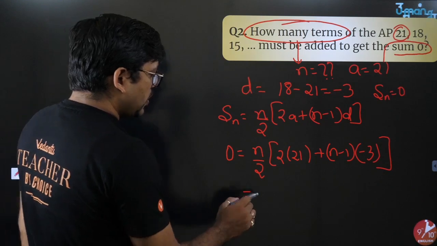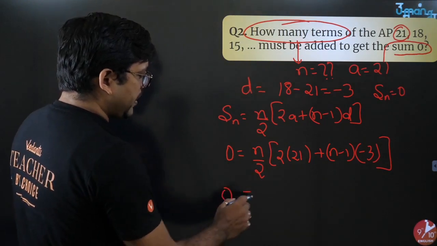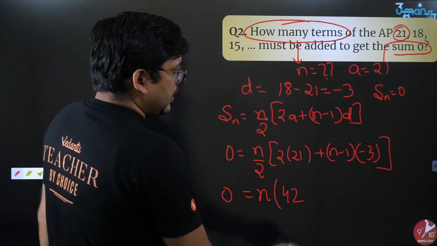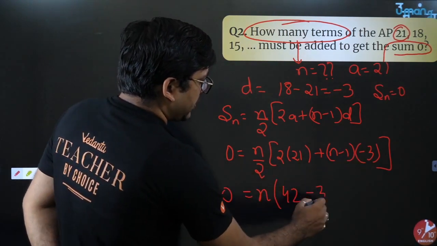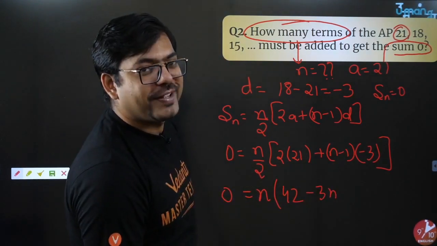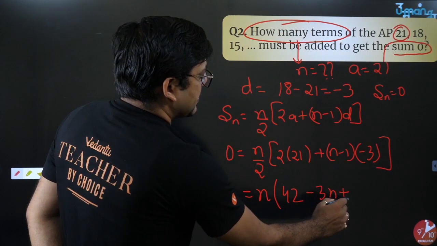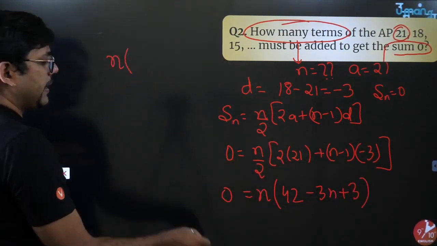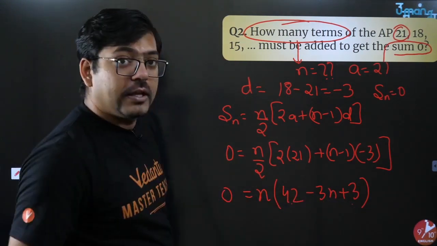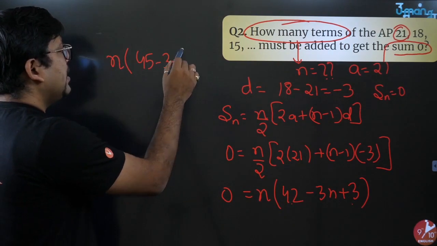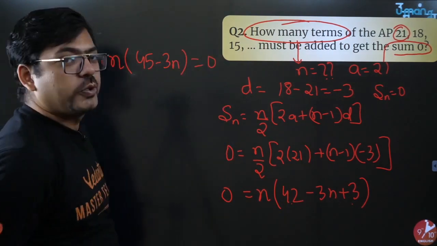So once you solve this, 2 will go here this side, so it will be 2. n will be here. 21 into 2 will be 42. And then minus 3 into n will be minus 3n. And minus 3 into minus 1 will be plus 3. So what you actually got, you got an n here in bracket. 42 plus 3, that will be 45. So you got 45 minus 3n. And this multiplication is equal to 0.